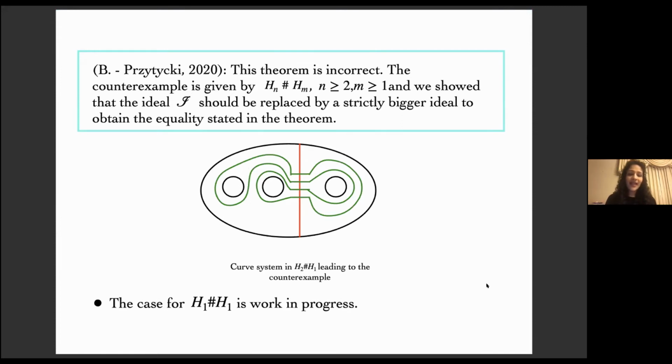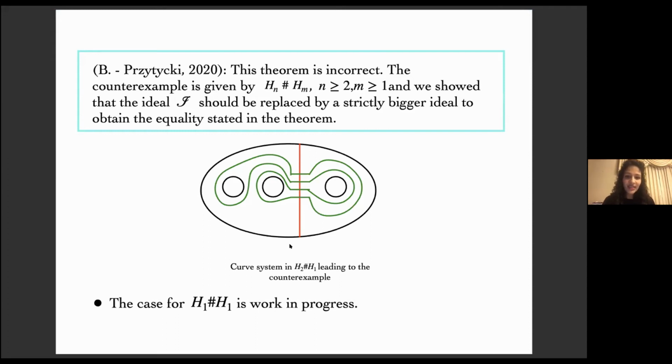And the counterexample is given by H_n connected sum H_m, where n is greater than or equal to 2, m is greater than or equal to 1. And we showed that the ideal should be replaced by a strictly bigger ideal to obtain the equality stated in the theorem. So what we did was that we analyzed 2-handle slidings, and then we showed that you need more handle slidings than stated in the theorem on the previous slide.